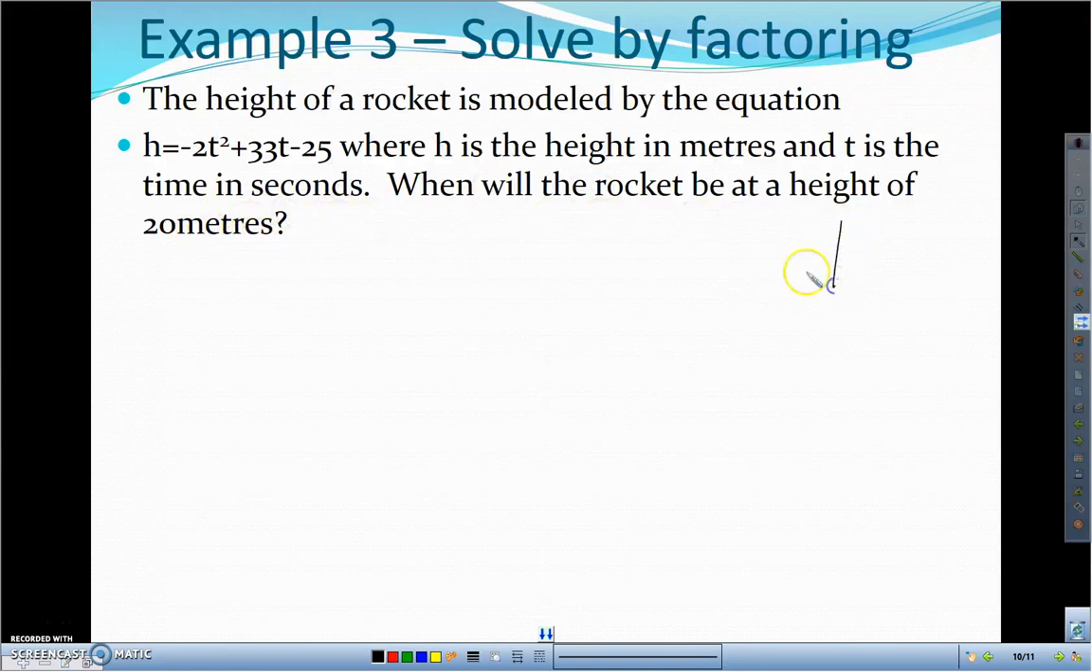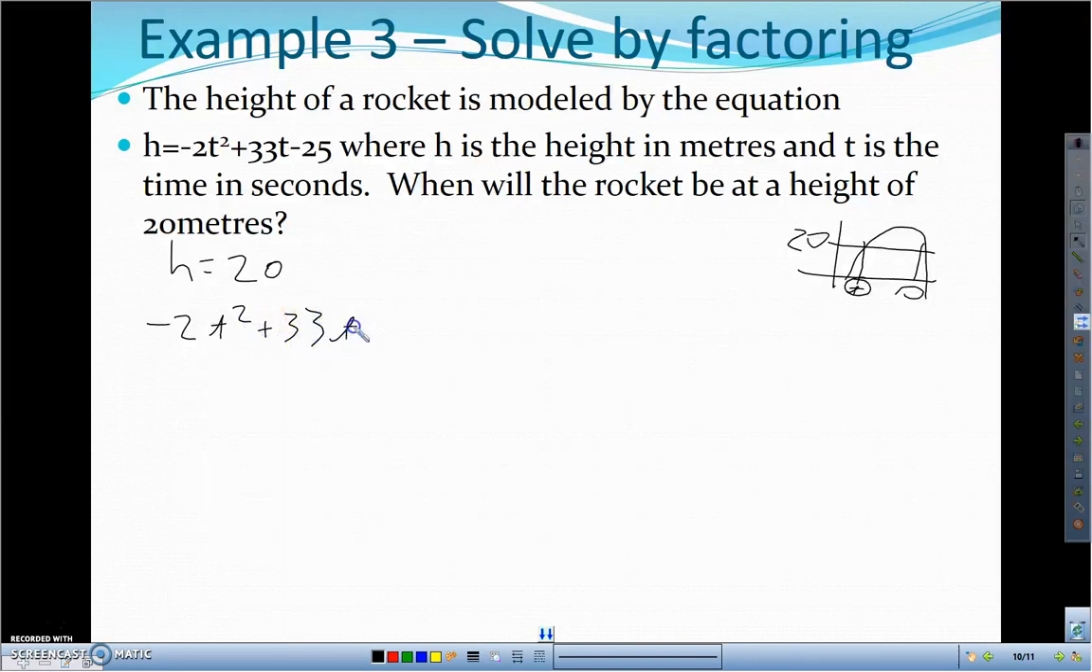Visually what's happening is we've got this parabola that goes up like this and down, and this height is 20, and what we need to do is find these t values. What are these t values? We can do that by substituting h equals 20 into this equation, and eventually it will transform into finding roots. Minus 2t squared plus 33t minus 25 is equal to 20, coming from our substitution. Minus 2t squared plus 33t minus 45 is equal to 0.